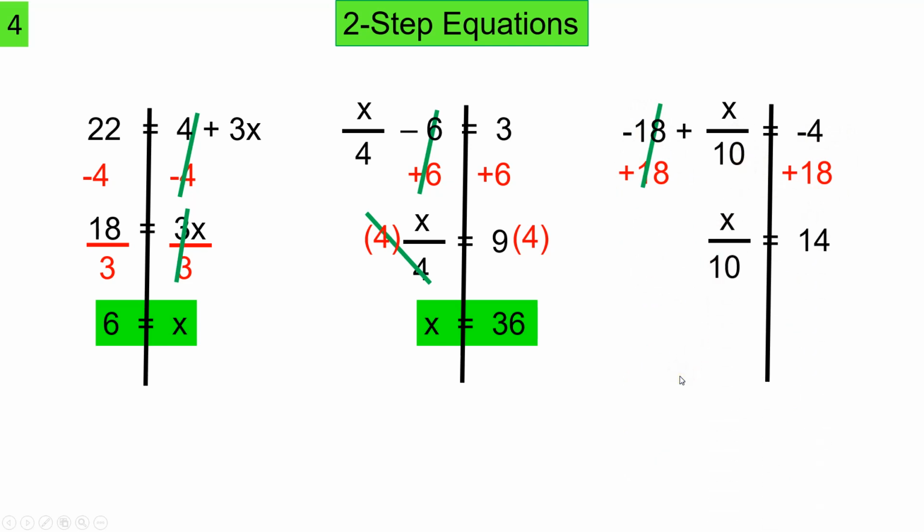Bring it down. Okay, how do you get rid of a 10 on bottom? You got to put a 10 on top. Okay, so putting a 10 on top and on both sides is called multiplying. Okay, so 10 and 10 here, top and bottom, 10 over 10 is 1, 1x. Okay, 14 times 10 is 140.